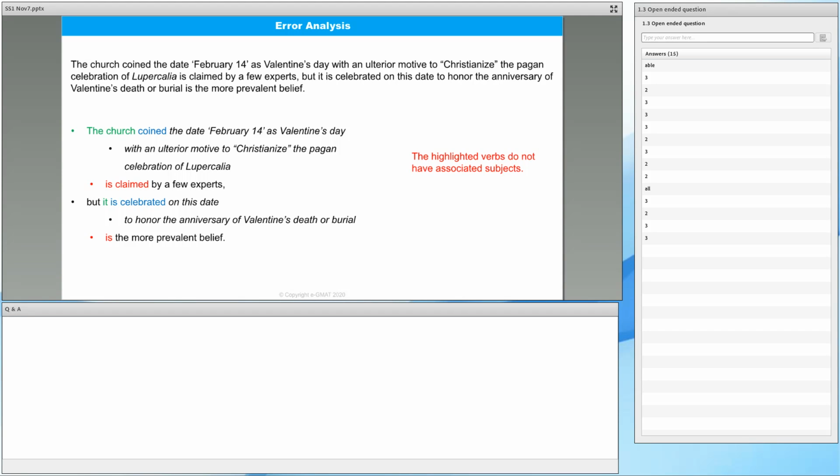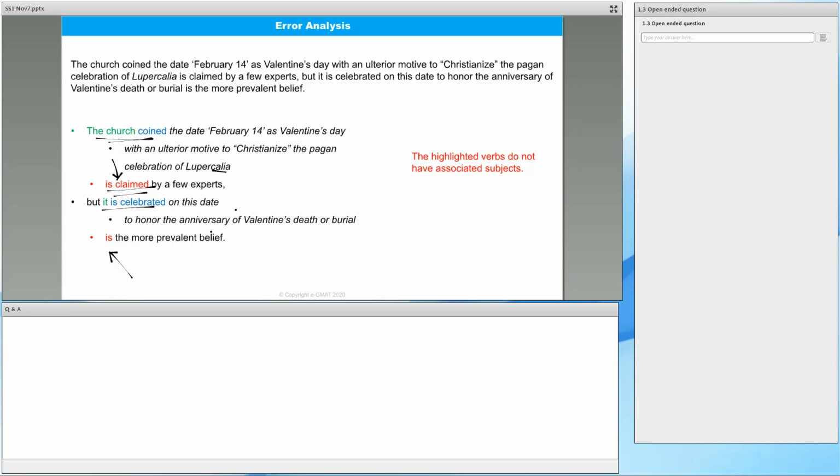Let's look at choice A. Choice A, the meaning part is clear, but there are a few subjects missing. Is claimed doesn't have a subject. The church coined is a subject verb pair. It is celebrated as a subject verb pair, but there is no subject for is claimed. There is no subject for this verb over here. So there's clearly a subject verb error in choice A. So I'm going to reject choice A. Okay. Now let's get your responses here.